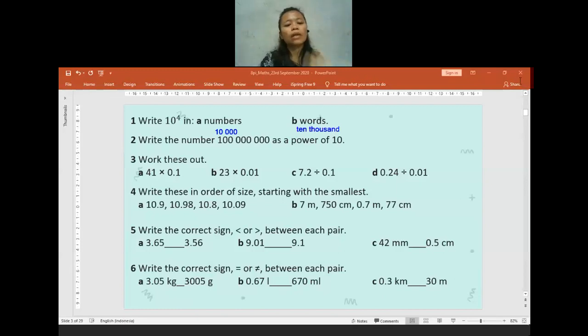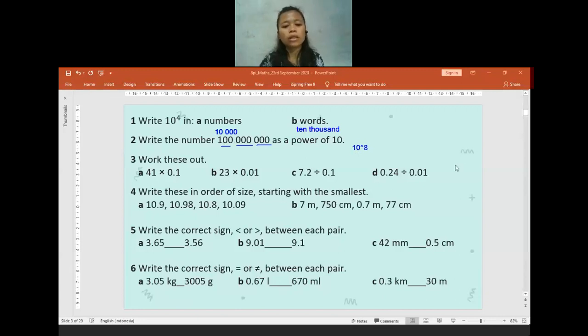We have 100 million. We need to make it into 10 to the power of something. 10 to the power of how many will it be? Maybe I need to ask Karina. Oops, sorry, I already wrote the answer by mistake. The answer for question 2 will be 10 to the power of 8. Why is it 10 to the power of 8? Because there are 8 zeros. This is 3 zeros, 3 zeros, and here there are 2 zeros. In total, it is 8 zeros. That's why it is 10 to the power of 8, not 10 to the power of 9.